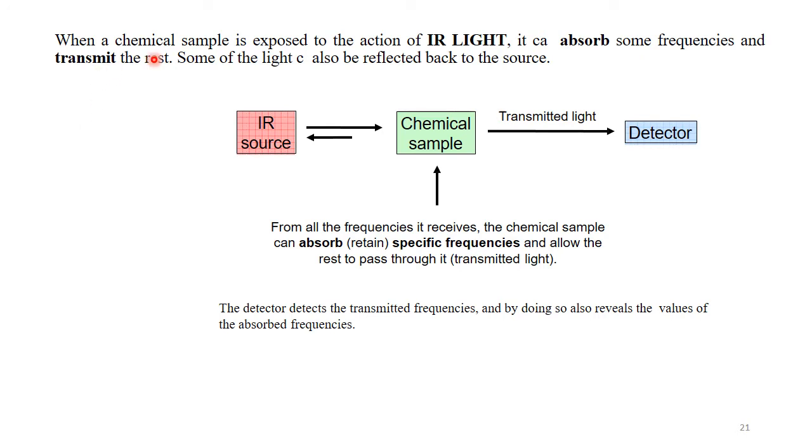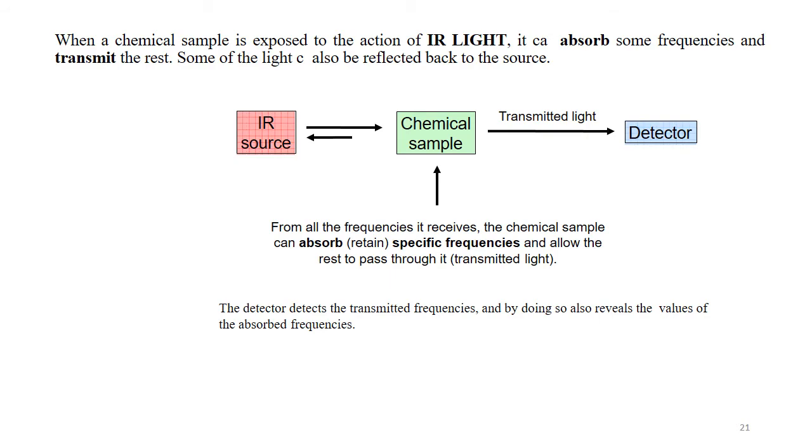When a chemical sample is exposed to the action of infrared light, it can absorb some frequencies and transmit the rest. Some of the light may also be reflected back to the source. The IR source sends light to the chemical sample, and then the transmitted light goes to the detector. From all the frequencies it receives, the chemical sample can absorb and retain specific frequencies and allow the rest to pass through as transmitted light. The detector detects the transmitted frequencies and by doing so also reveals the values of the observed frequencies.